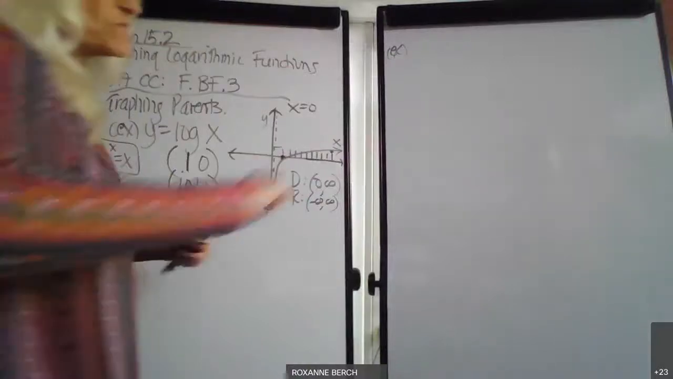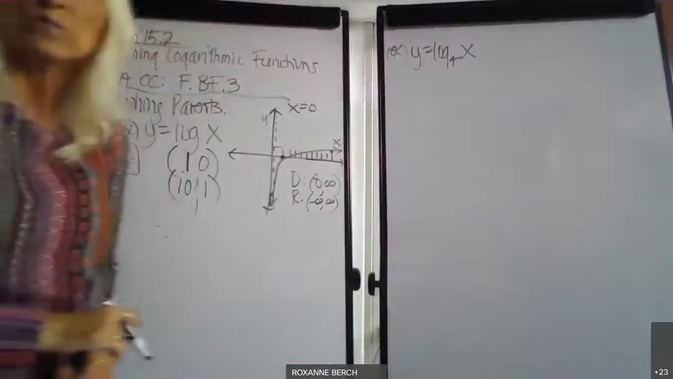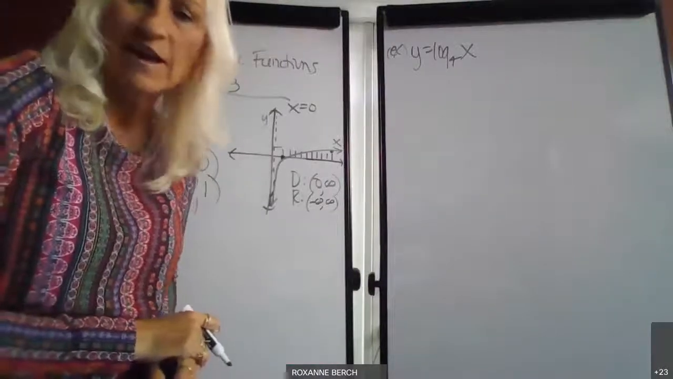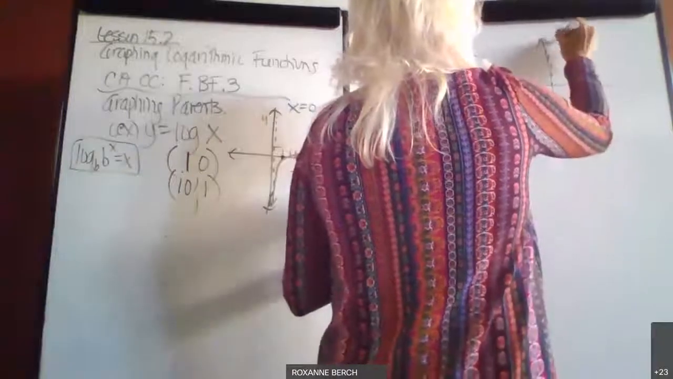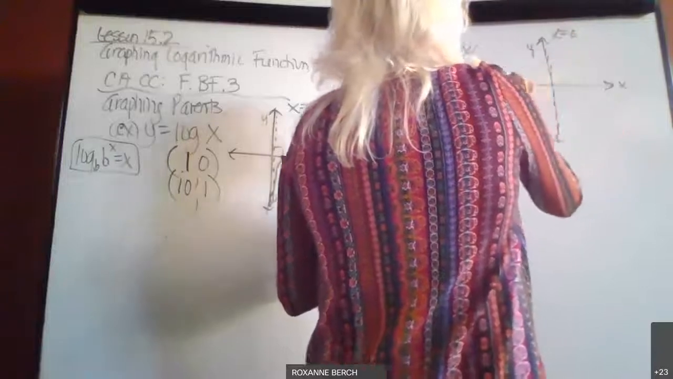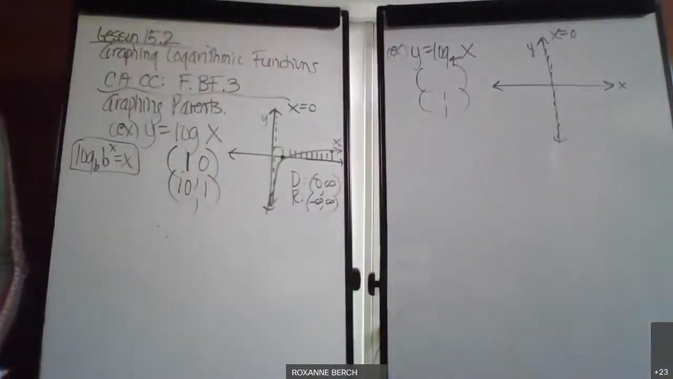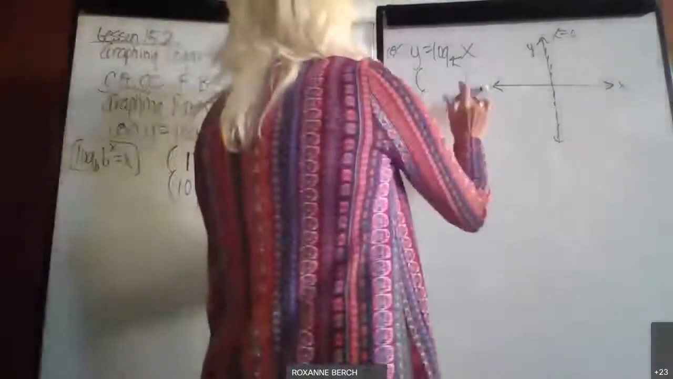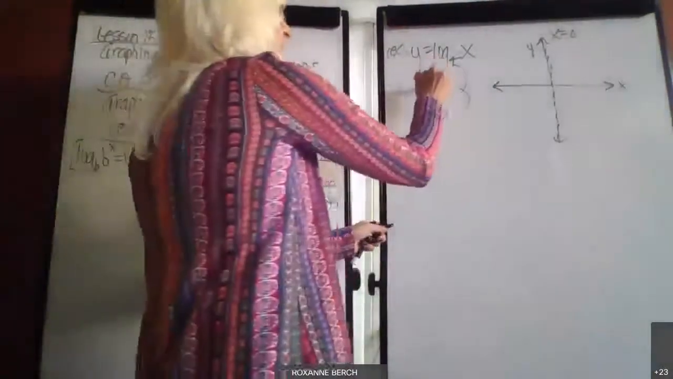Y equals log base 4 of x. That is a parent. The reason why it's the most basic graph is there's no A, B, H, or K. It's just the most basic graph. We know that there's a vertical asymptote at x equals 0. And we want to pick 2 points to graph. So what x would you pick? 1 and 4.